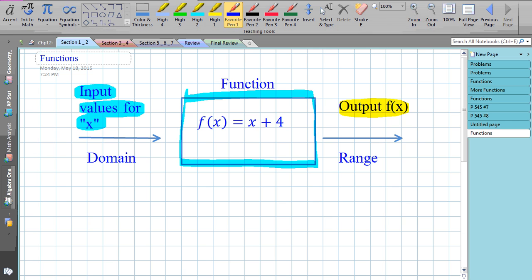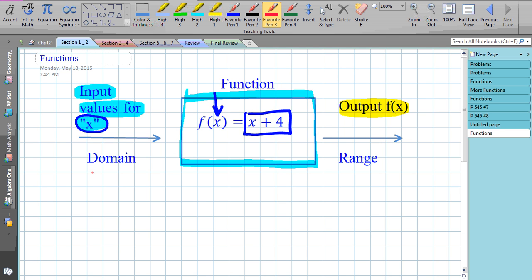And so the input values, we like to say they're x if the function is written in terms of x. It could be any letter they pick and choose, but most of the time we're going to be inputting x values into this, and then out pops the range or the output values. So let's not make this so difficult.